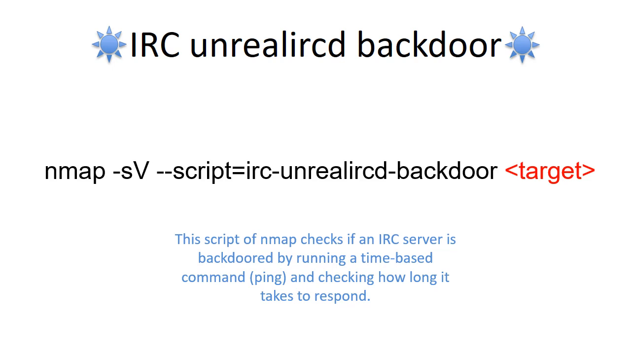This script checks if an IRC server is backdoored by running a time-based command, ping, and checking how long it takes to respond. The irc-unrealircd-backdoor.command script argument can be used to run an arbitrary command on the remote system. Because of the nature of this vulnerability, the output is never returned. We have no way of getting the output of the command.